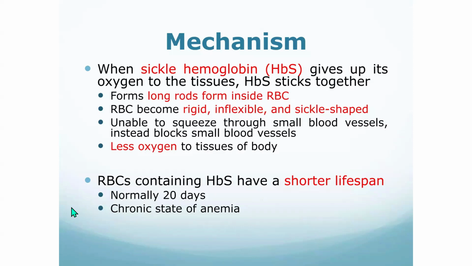And of course, the red blood cells containing abnormal hemoglobin have a shorter lifespan. Normally, the lifespan of a sickle cell patient's red blood cell is just 20 days instead of 100 to 120 days. And it is actually a chronic state of anemia.